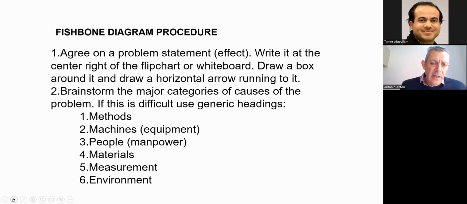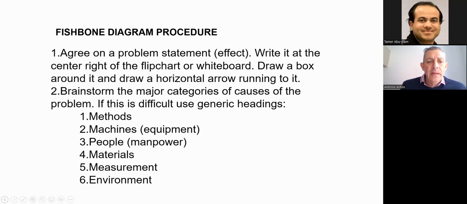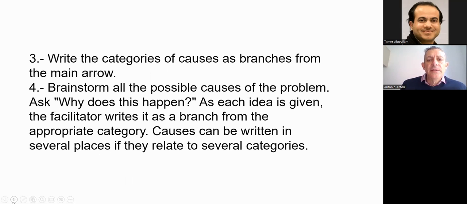So, as I said before, write the problem, insert the categories, and write the categories of causes as branches from the main arrow. So you have an arrow like the spine of a fish, with bones showing different arrows. Then the last step is to brainstorm the causes of the problem. What is happening? Each idea is given a branch from the appropriate category. So you need to write in several places related to several categories.